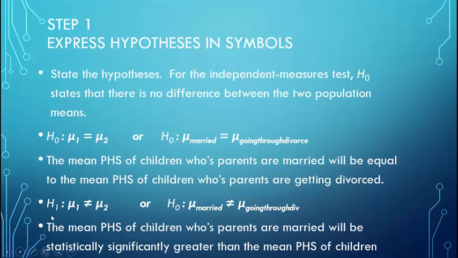And then the alternative hypothesis here is that mu1 is not equal to mu2. Remember, for the alternative, we're assuming that the independent variable does have an effect. And in that case, we're saying that the mean physical health score for children whose parents are married, I'm using the second one here, would not be equal to the mean physical health score of children whose parents are going through divorce. So it's the same with just the not equal sign for the alternative hypothesis.